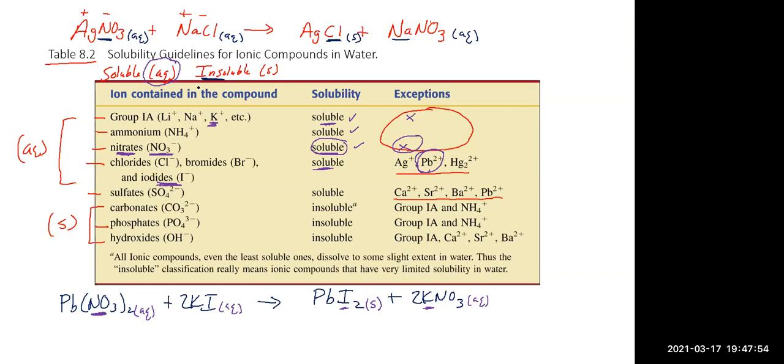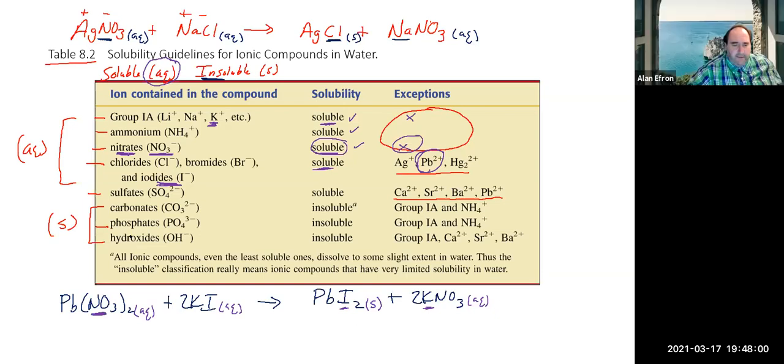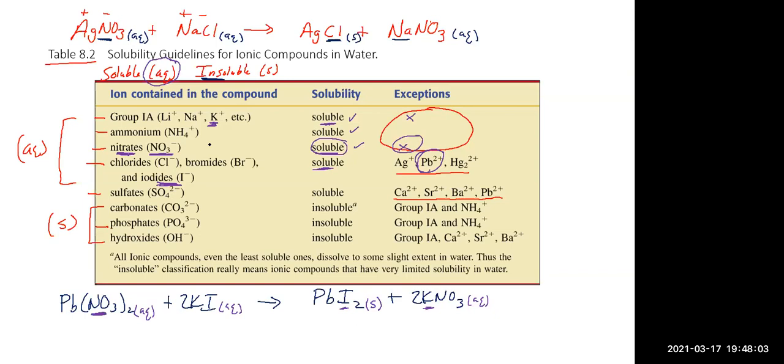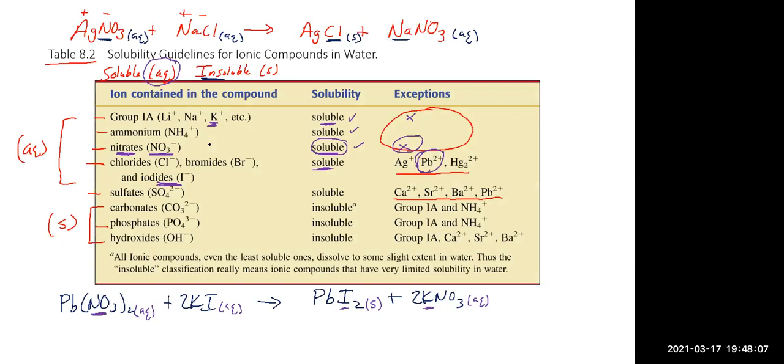Other questions on that? Okay. Then let us continue on here with solutions. Professor, I have a question. Yeah. Down where it says carbonates and phosphates and hydroxides, it says insoluble group 1A.